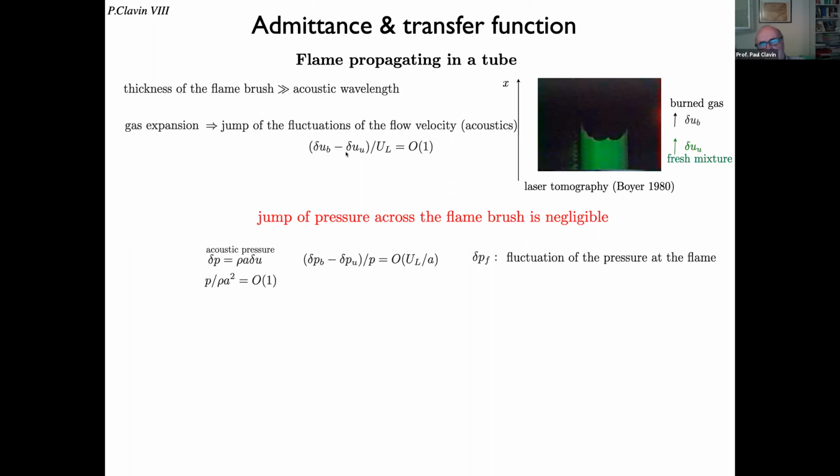Typically, this difference of velocity fluctuations is of the order of the laminar flame speed. So this gives you an order of magnitude of what we are considering.